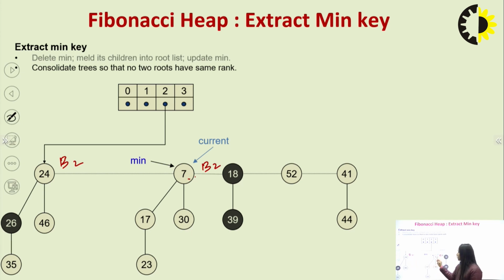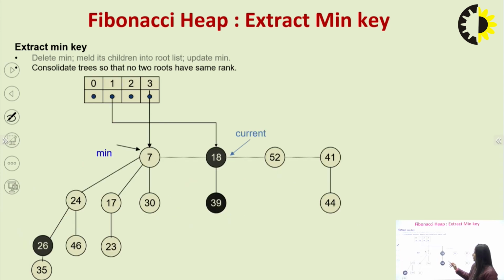I just make 7 the root, but 24 its child. How do I resolve this? Because this pointer already points to this node, I cannot do this. So how do I resolve it? See, make 7 the root node and the rest of the tree its children, right? See, now its order is 3. So make a pointer in this table from 3 to this node.